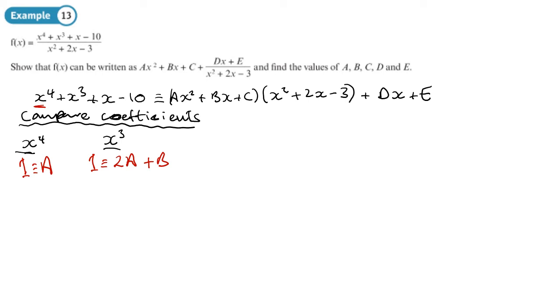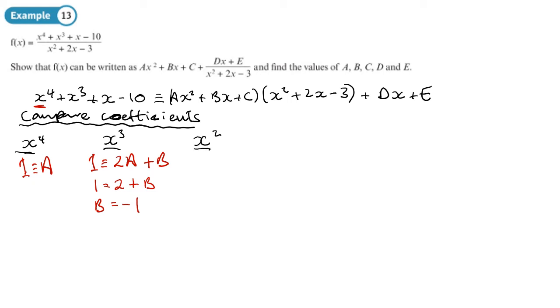Now I've got this little equation to solve. I already know that a is 1. So if a is 1, I've got 1 equals 2 plus b, which means b equals negative 1. Okay, so we've done that. Next one, let's look at the x squared terms. We could do that if we want to, x squared.